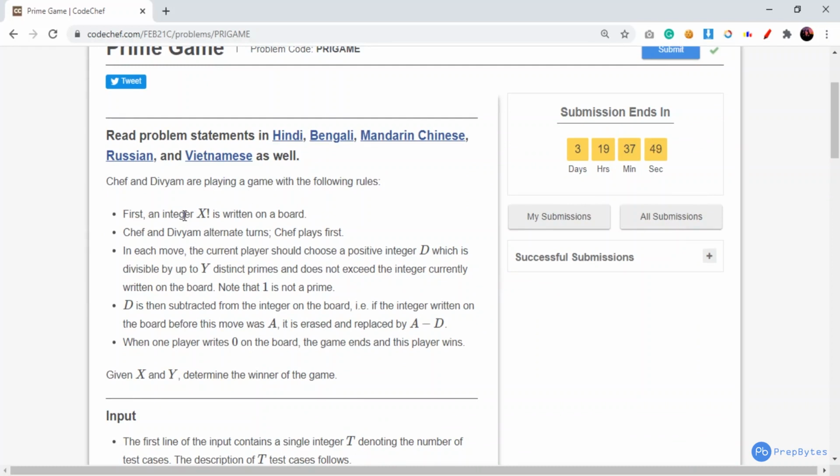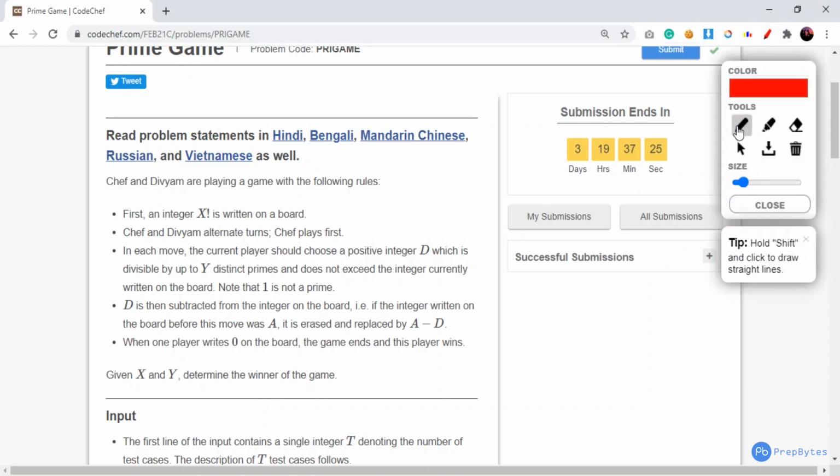First, an integer x factorial is written on the board. Chef and Divyam alternate turns. Chef plays first. In each move the current player should choose a positive integer d which is divisible by up to y distinct primes. At the same time I would be marking all the important points so that it would be easier for you to notice. So at first x factorial was written on the board and Chef plays first.